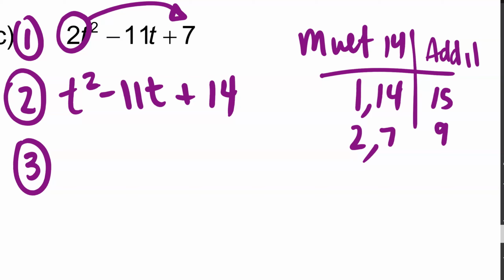The only way you can add to get a negative and multiply to a positive is if they're both negative. So let me make them both negative. Does this change our answer? No, this still is not negative 11. It's still not adding to a negative 11. So unfortunately, we can't factor this. If I can't write it as a product of two binomials, then it's going to be prime. So I can no longer do anything else. I say it's prime.